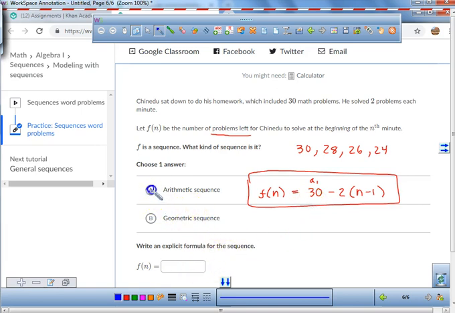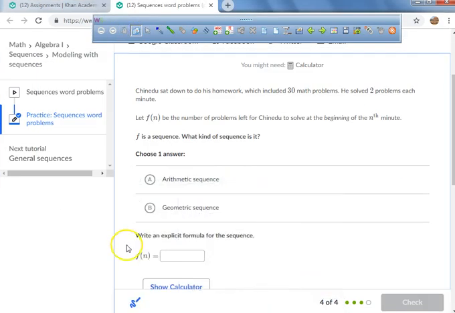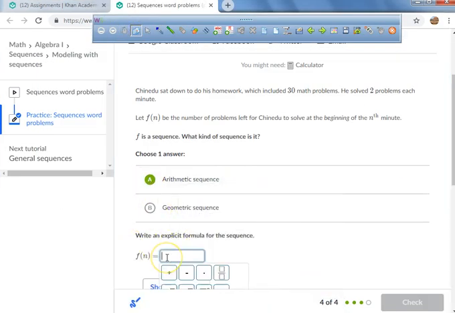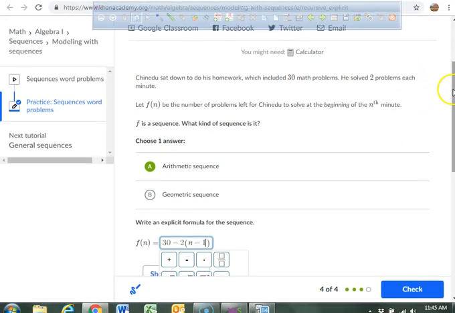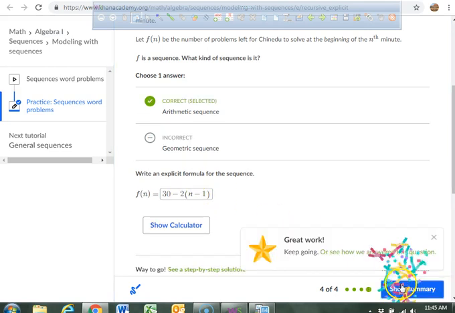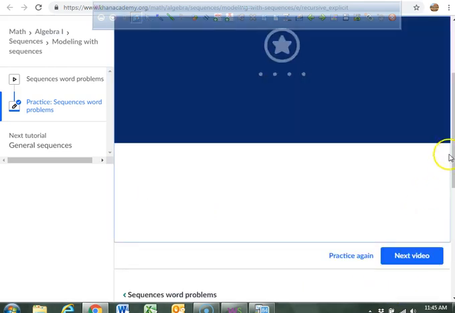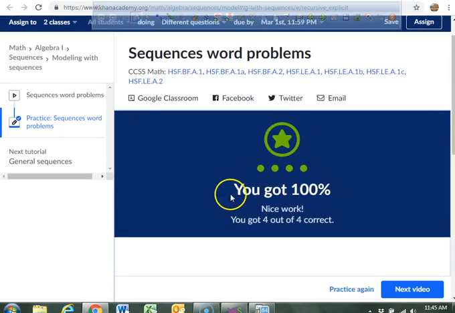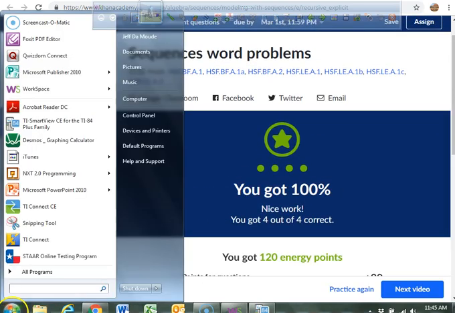So it's arithmetic, and here's the formula. So it's arithmetic. It starts with 30. It's going down by 2 for every problem thereafter. Okay. There you go. That's what you're doing right now.